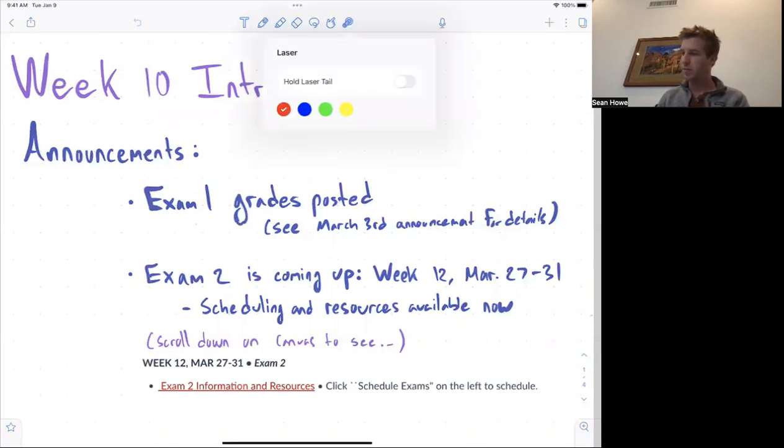Just a few quick announcements. Your exam one grades have been posted. Most of you probably already saw that from the Canvas announcement, but if you didn't see that Canvas announcement, go ahead and check out your grade, and also look at that Canvas announcement. It was posted on March 3rd, and that has some more details about your grade.